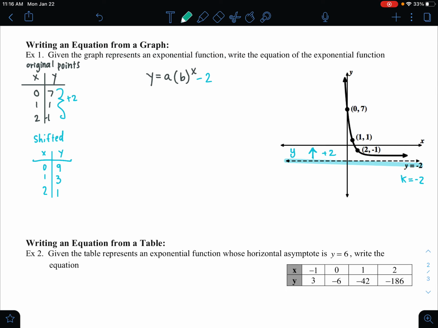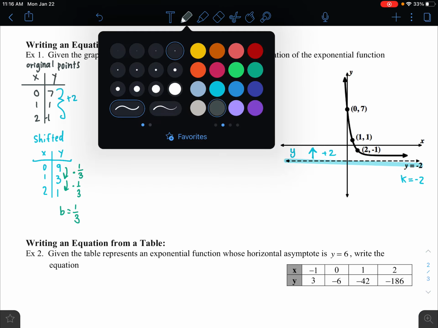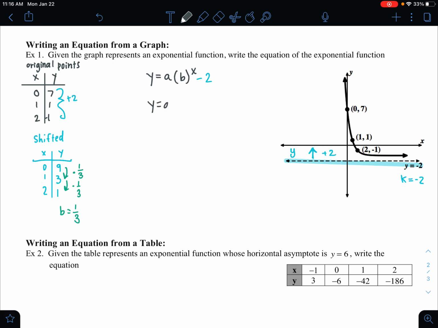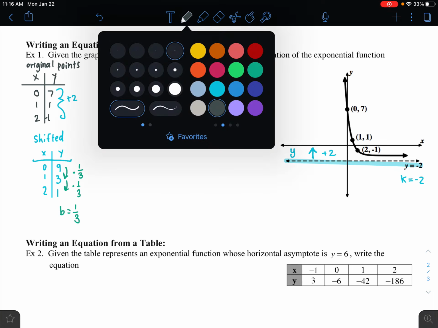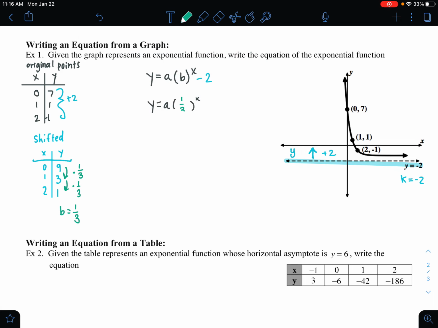Okay, we can see that it's decreasing, going down, which makes sense because it's a decay graph, so our b value is going to have to be less than 1. So what number am I multiplying by? Well, a lot of people would say we're dividing by 3, which is the same thing as multiplying by 1/3. So my base is going to be equal to 1/3. So we have y equals a(1/3) to the x minus 2.